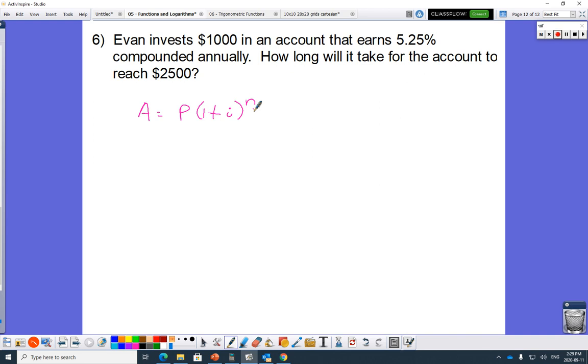The compound interest formula. Evan invests $1,000 in an account that gains 5.25% annually. So I don't have to do any of that semi-annually, quarterly nonsense. We'll leave that to the accountants for now. All I need is this.